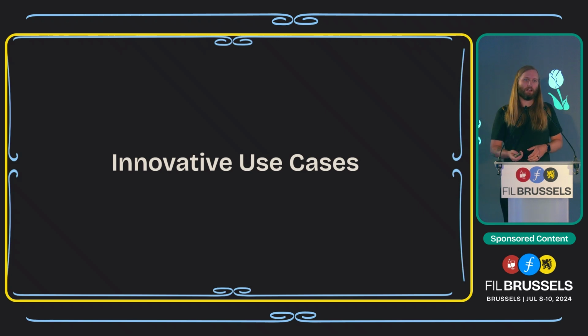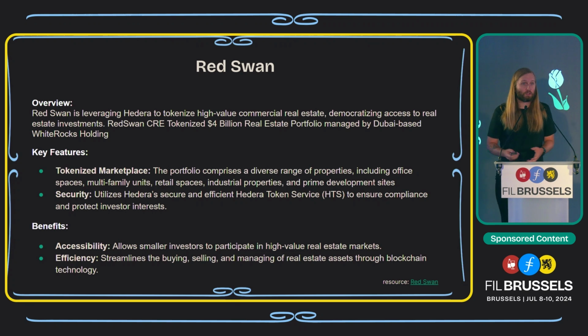Awesome. I have about 5 minutes, so I'm going to go a little bit quick through these innovative use cases. There are some RWAs that are currently deployed on Hedera that are doing really cool things. First one is Red Swan. Red Swan is a real estate platform that has about $4 billion of real estate in their portfolio, and it's managed by a Dubai-based White Rocks Holding. They have built a marketplace on Hedera that tokenizes real-world assets of real estate, and they transact inside their marketplace. It's very, very cool.